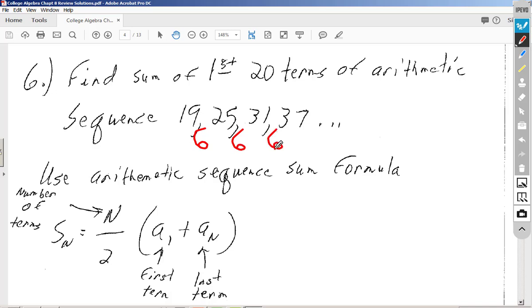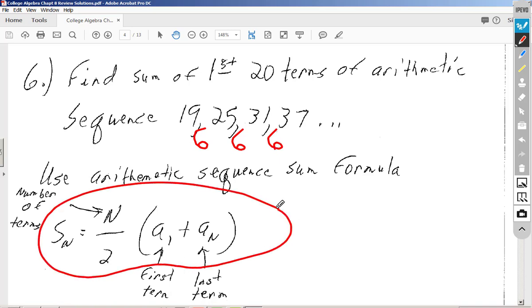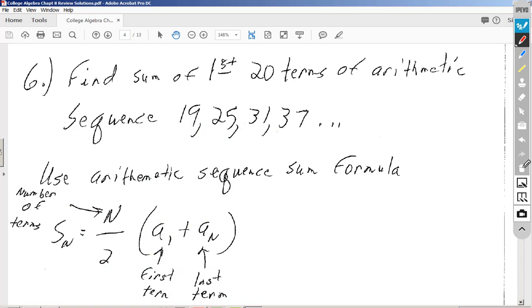To find this arithmetic sequence sum, I have to use the formula discovered by Carl Friedrich Gauss when he was in the 3rd grade. Remember, he added the first term plus the last term, and then he found half the number of terms. Well, the problem with this sequence is that I don't have my 20th term. It's somewhere over here. So the very first thing I need to do is go ahead and find my 20th term.